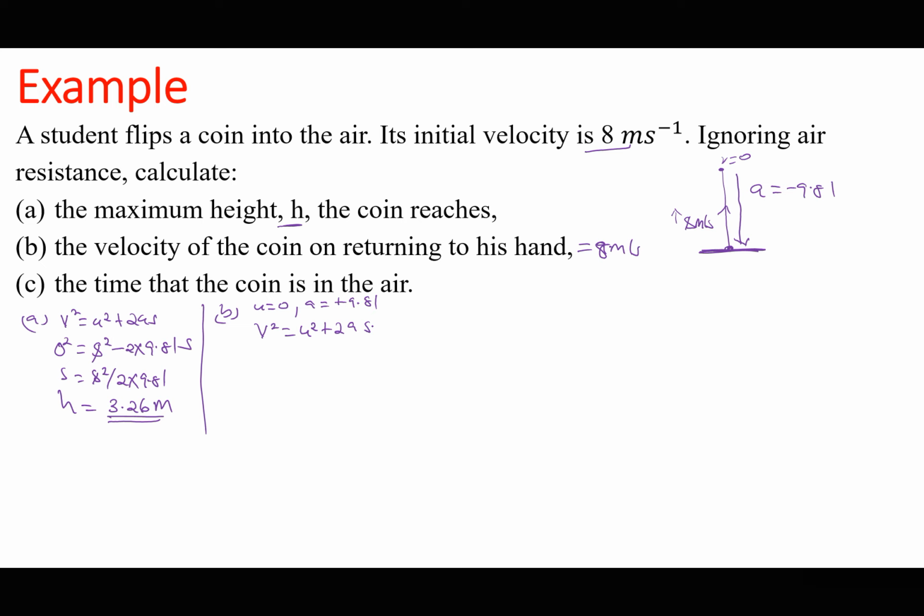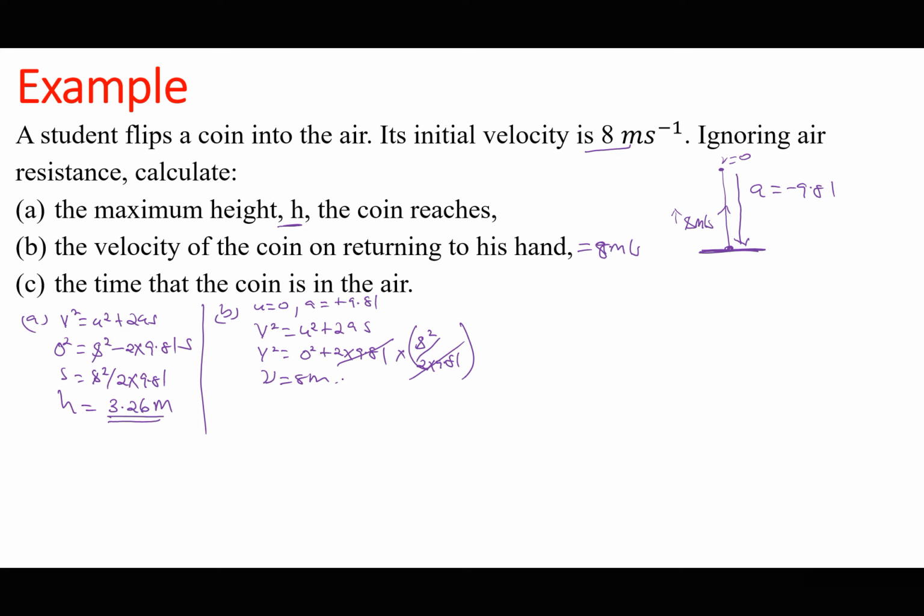But of course, the distance to cover when falling downwards is 3.26. So v squared is going to be 0 squared plus 2 times 9.81 times s. And remember, s was 8 squared divided by 2 times 9.81. You notice that this cancels with that, so you remain with 8 squared. So v is going to be equal to 8 meters per second.